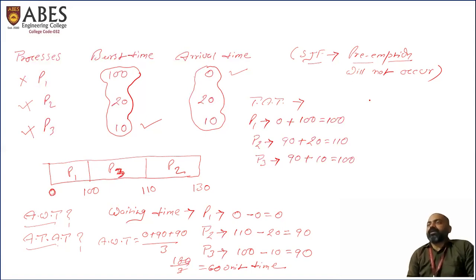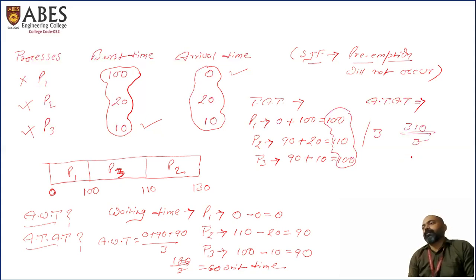If we talk about average turnaround time, it will be the summation of all the values divided by the number of processes, which is 310 divided by 3 unit time. Okay, I think this is clear to all of you. Now we will see another example.